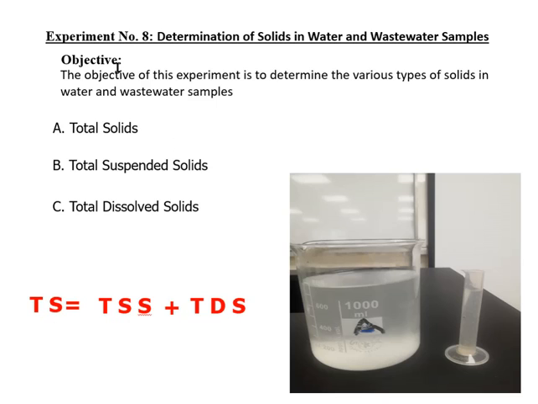So the objective of today's experiment is to determine the various types of solids in water and wastewater samples. So we will inshallah see how we can determine the total suspended solids and total dissolved solids, and based on that you can find out the total solids just by adding them. So these are the three types of solids.